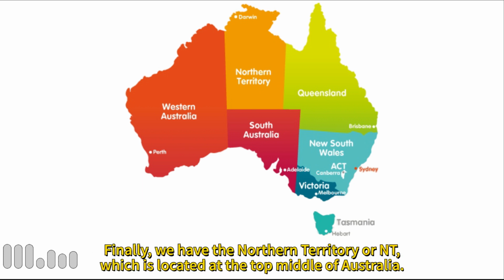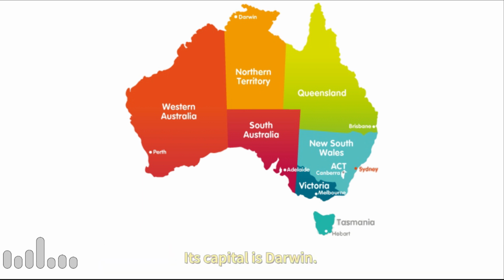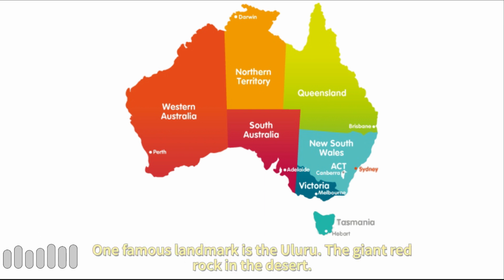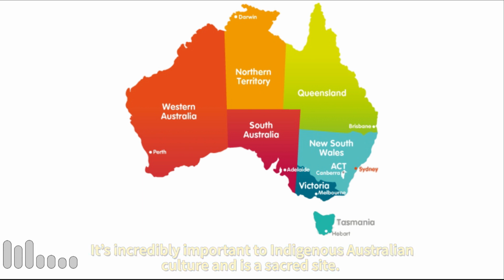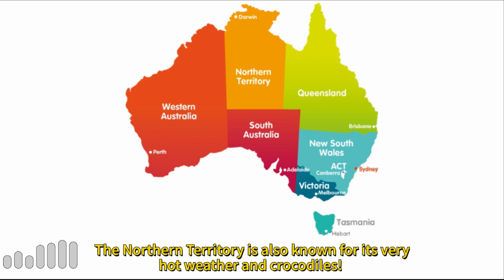Finally, we have the Northern Territory, or NT, which is located at the top middle of Australia. Its capital is Darwin. One famous landmark is Uluru, the giant red rock in the desert. It's incredibly important to Indigenous Australian culture and is a sacred site. The Northern Territory is also known for its very hot weather and crocodiles.